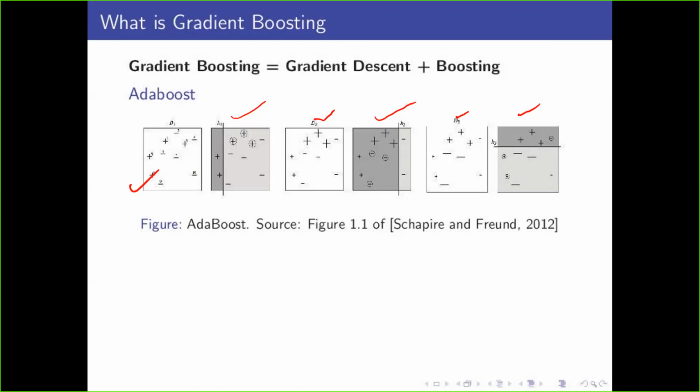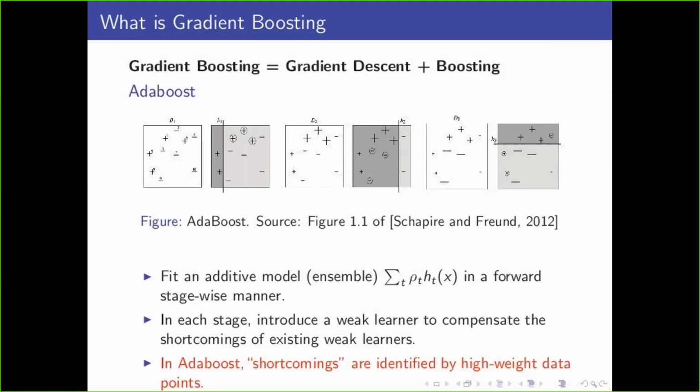If you see the process, what are we doing here? We are fitting an additive model in a forward stage-wise manner. At each stage, we introduce a weak learner to compensate for the shortcomings of the existing weak learners. And in AdaBoost, shortcomings are identified by high weight data points. Now we're going to discuss the gradient boosting algorithm, which is the combination of the gradient descent algorithm plus boosting. Both concepts are borrowed to model this gradient boosting algorithm.